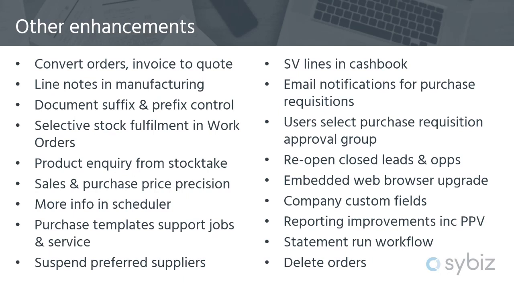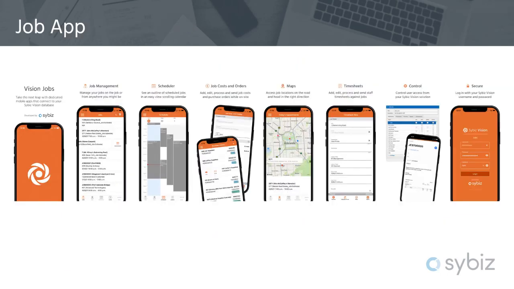There's some changes to CRM as well, the ability to close and reopen leads and opportunities that have been closed previously. There's now company level custom fields, so again, that's one of the reasons why we split out that old options area as well. And there's a whole heap of reporting improvements, including a new purchase price variance report. So that's just a few of those. Again, there's more information on the What's New page.